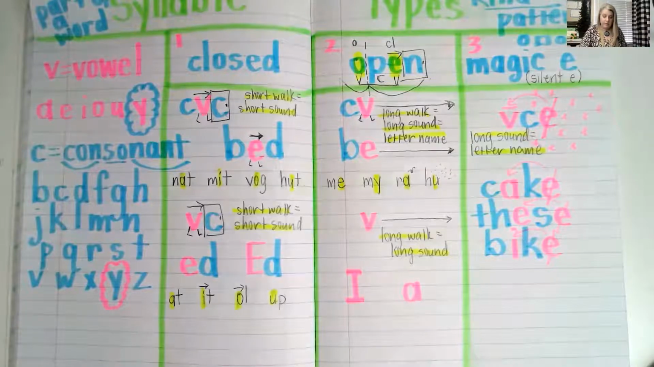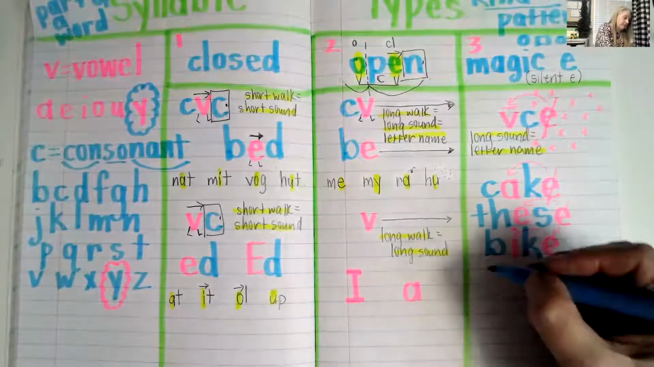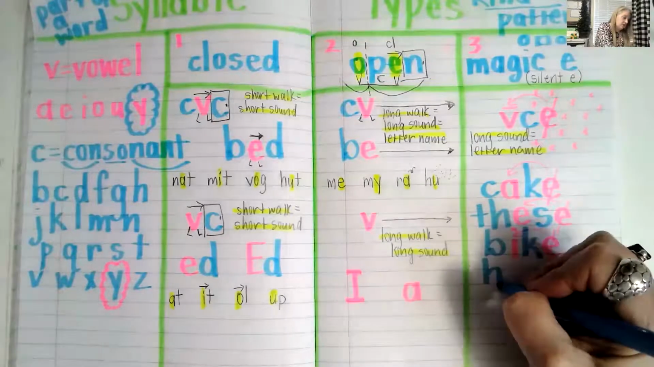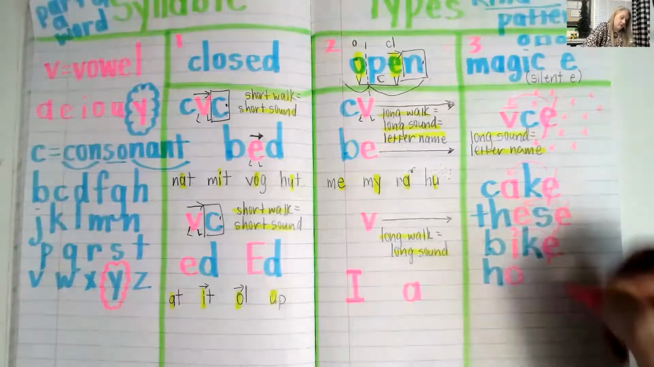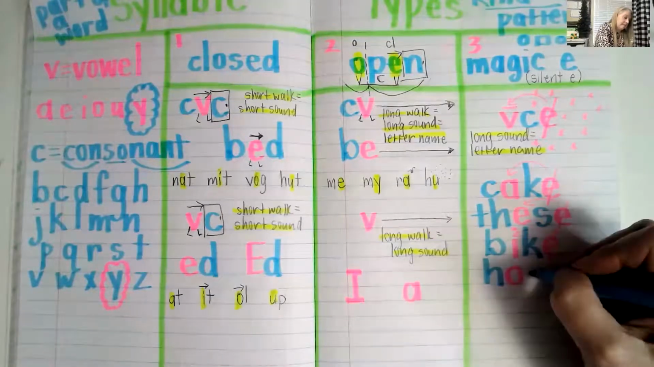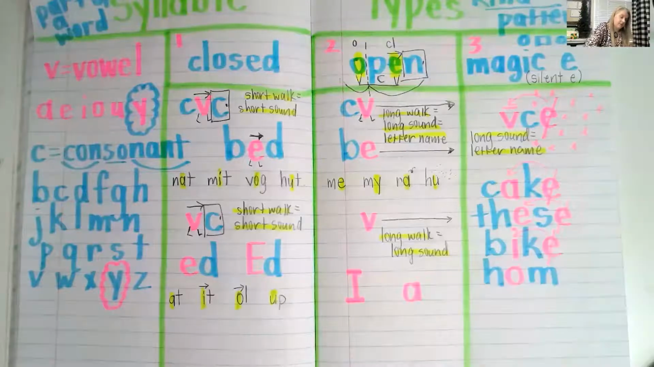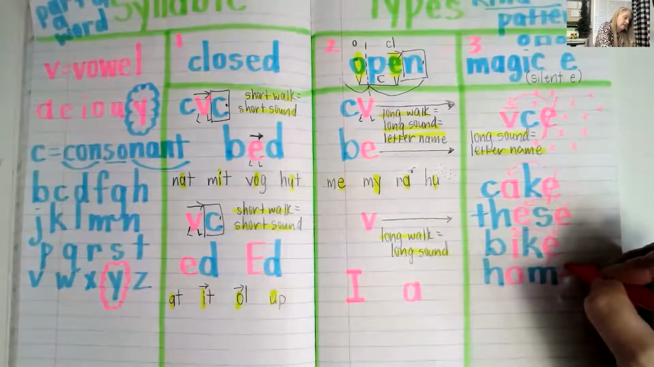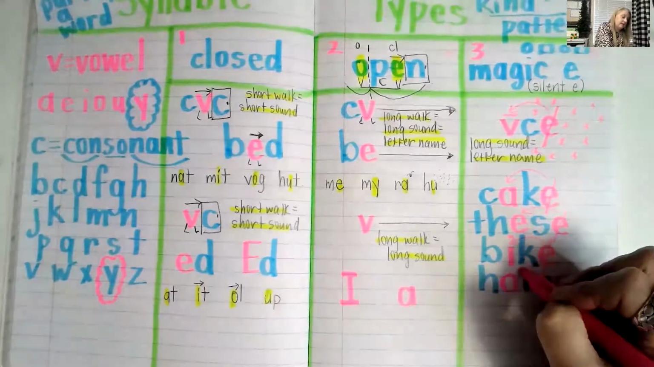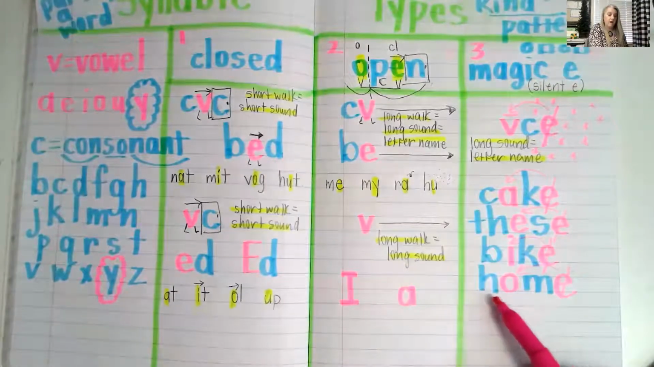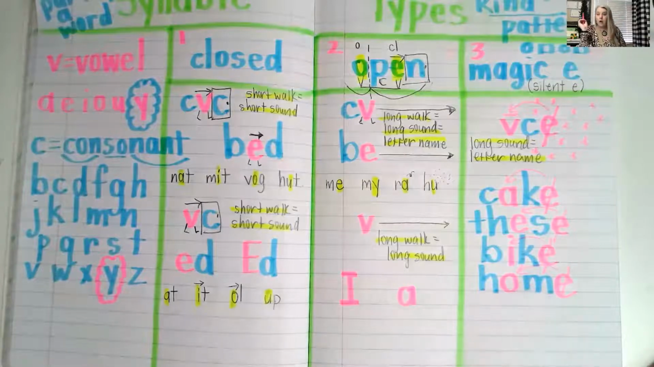What about something with an O? We have H, O, M, and then we put that magical E on the end. So the E is silent. It lets the O say O. So we have home. Works every time. Well, I hate to say every time. There's always rule breakers.